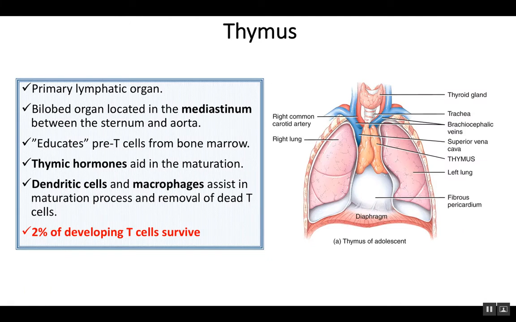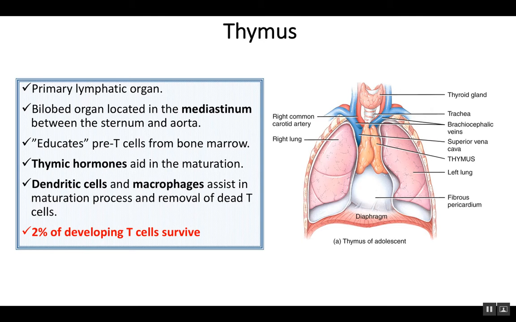Let's quickly go over some of these organs like the thymus. We know where it is. It's in our chest. It sits above our heart. So it's located in the mediastinum. It's a bilobed organ. It's a primary lymphatic organ for the maturation or the education of pre-T cells. Trains those T cells on how to be a T cell.